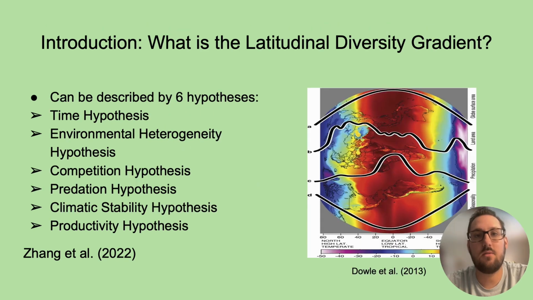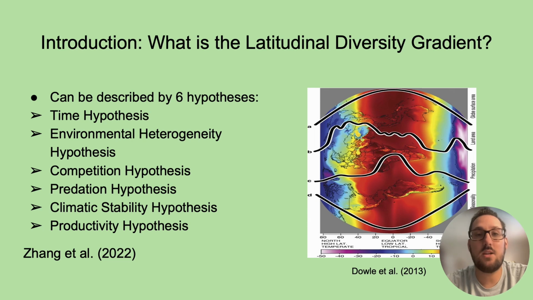The latitudinal diversity gradient can be further described by 6 different hypotheses. The first hypothesis is the time hypothesis, which suggests that tropical regions provide more time for lineages to amass species. The environmental heterogeneity hypothesis suggests that habitat heterogeneity encourages species richness.